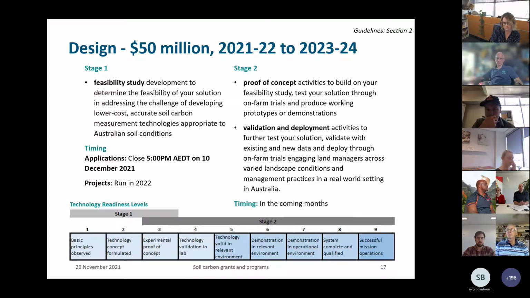If you have already moved through technology readiness levels 1 to 3 and have undertaken the equivalent of a feasibility study, you can apply directly to Stage 2 without completing Stage 1. However, evidence of a feasibility study equivalent will be required for Stage 2. Stage 1 applications close at 5 p.m. Australian Eastern Daylight Saving Time on the 10th of December 2021. The feasibility studies will be run in 2022. Stage 2 will be open in the coming months and projects will run until June 2024.